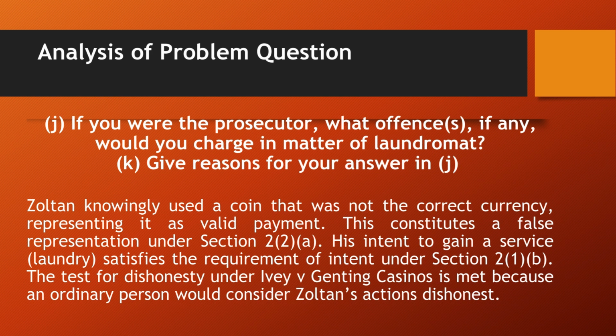The test for dishonesty under Ivey v Genting Casinos is met because an ordinary person would consider Zoltan's action as dishonest. The actus reus of the fraud involves making a false representation, which Zoltan did by using a coin that was not valid currency. The mens rea requires dishonesty and an intent to make a gain, both of which are present as Zoltan knowingly used the foreign coin to obtain the laundry services without paying the appropriate fees. His action would fail the Ivey test for honesty, as a reasonable person would consider his conduct dishonest.